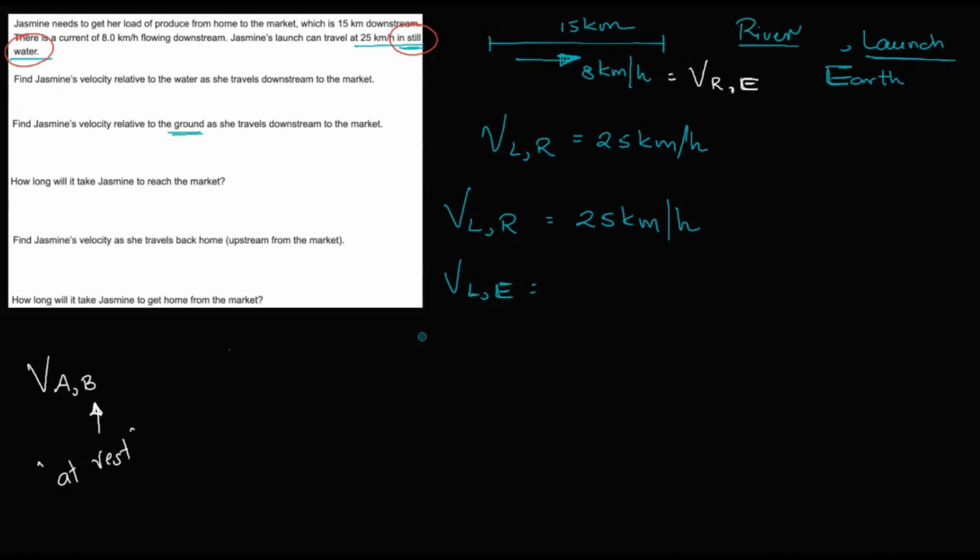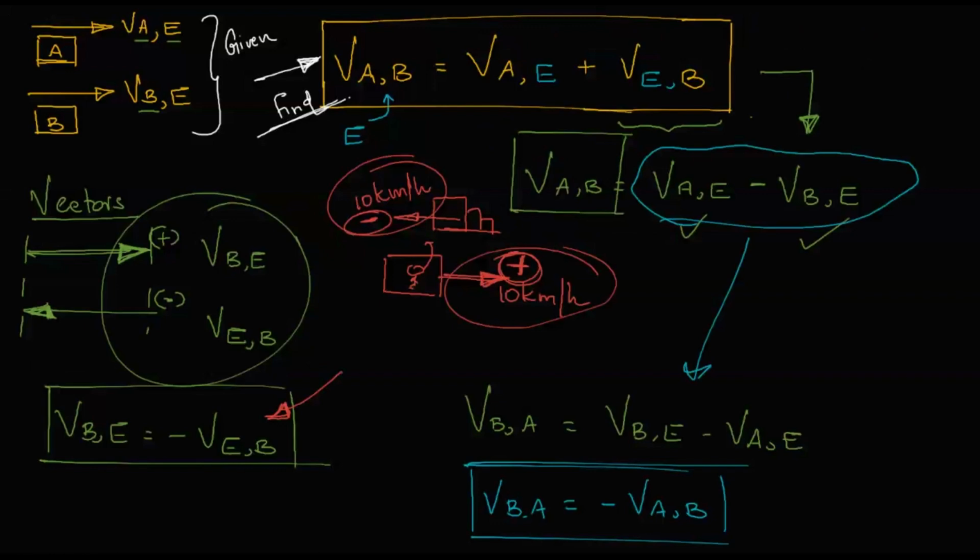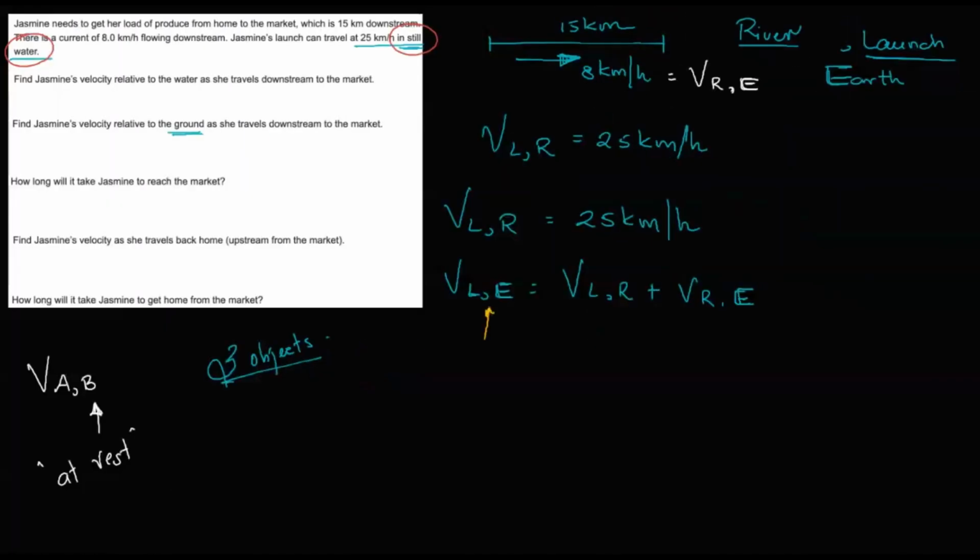I mentioned that we usually have three objects, right? For the third object, you have to pretend like you are inserting it in the middle. So what you are going to get is V_LR plus V_RE. You cannot change the order of these letters, because as you change the order, there will be a negative sign in the front, right? So you should not be changing the order. So V_LR is 25 and V_RE is 8, right? Which is 33 kilometers per hour.